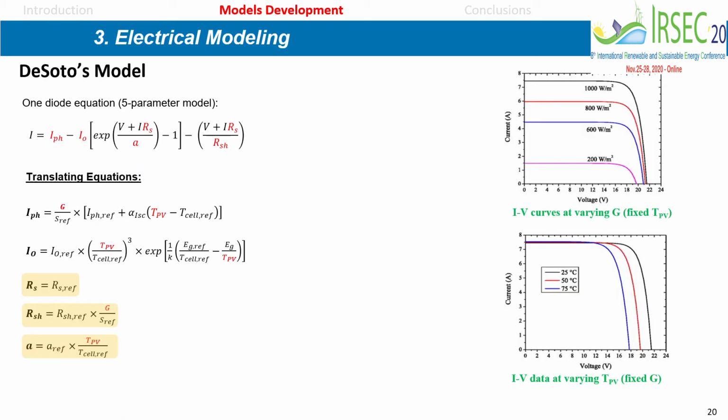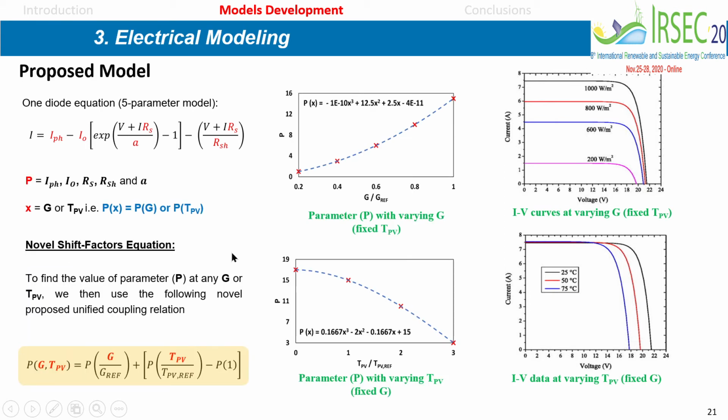So to include the effect of temperature and irradiance on these, one can use an existing approach by De Soto and co-workers, where they propose translation equations to give the photocurrent, for example, which depends on the irradiance and temperature, but the other parameters depend on only one, either temperature or irradiance, or are constant, like here the series resistance. Okay, so we developed a new idea based on a methodology called the shift factor based method.